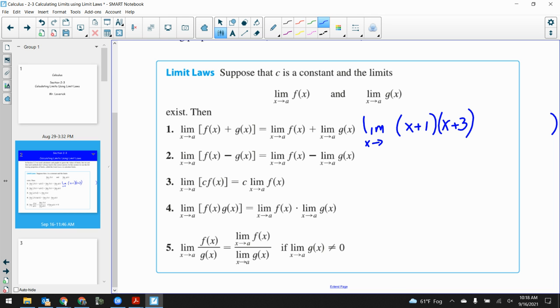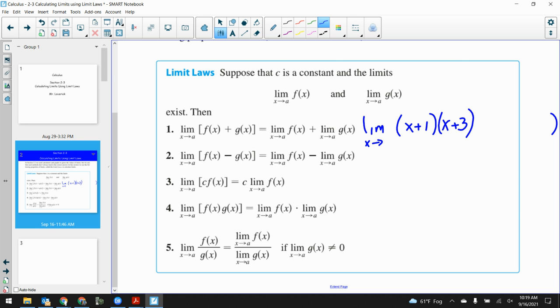And I could also do that with division, with one exception. I could take the limit as x approaches a of f of x over g of x, and divide it up and say, okay, I take the limit of the top and then divide it by the limit of the bottom, as long as the limit as x approaches a of g of x, the denominator, is not 0. If it was 0, all things would go haywire anyway because I'm dividing by 0, okay?